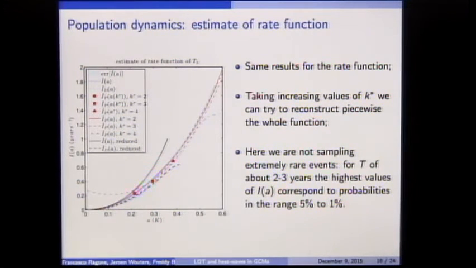You know, trying to reproduce what I'm sure I am able to compute also with a direct simulation, because if it fails here, then it's pointless to try to extend it. The idea is that if it works here, then I can go further, and I could try to reconstruct piecewise the rate function, basically by taking increasing values of k star, and as long as the estimates overlap, I'm allowed to say that I'm exploring farther and farther regions of the tail of the distribution.